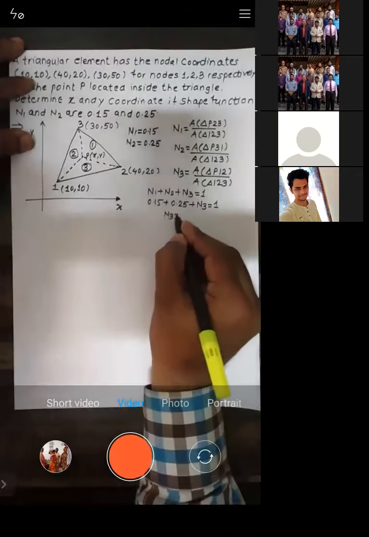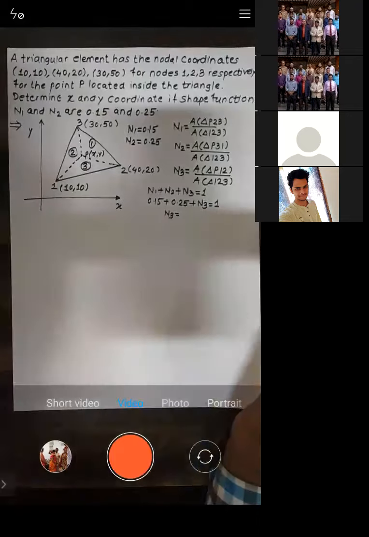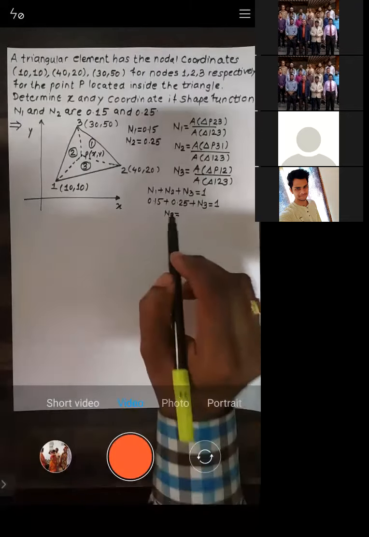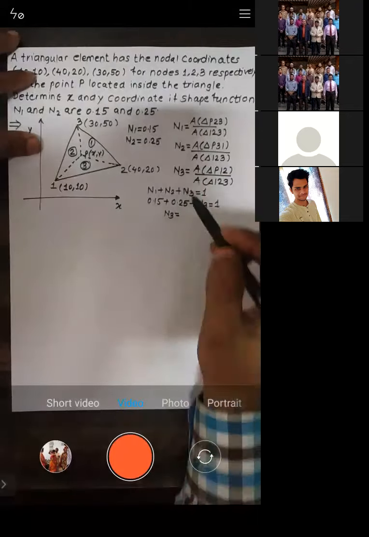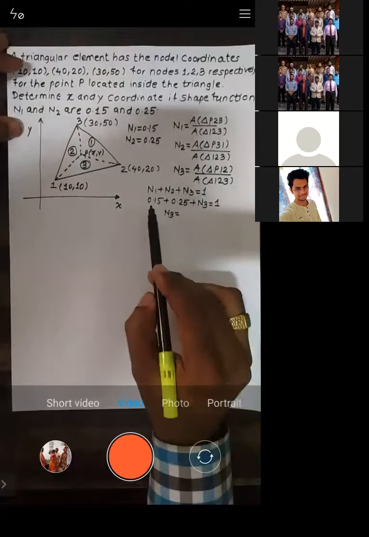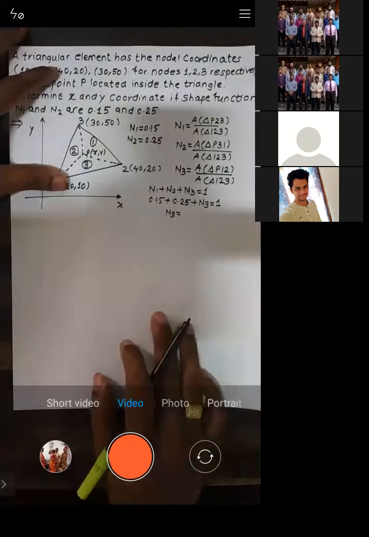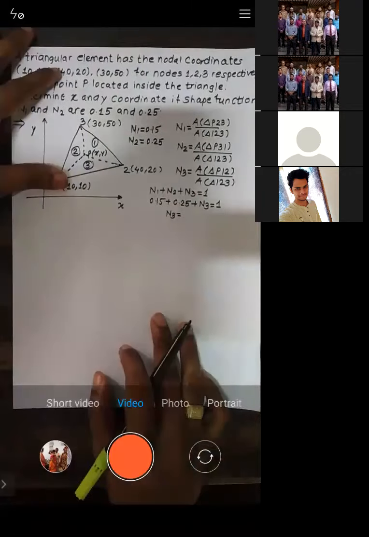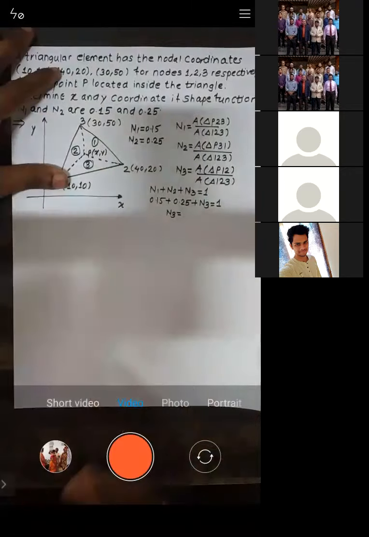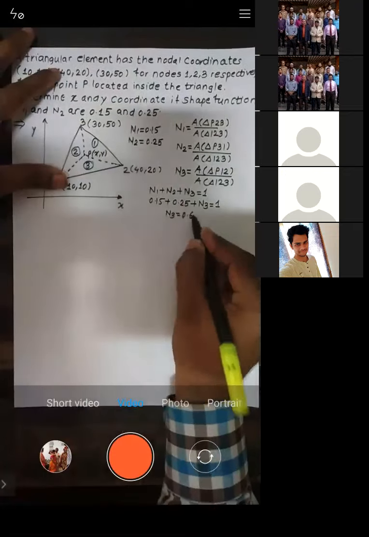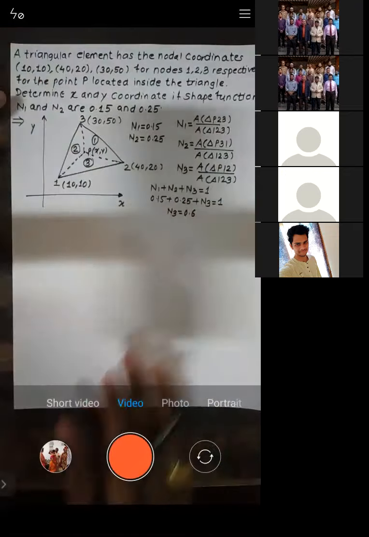Is it okay? Because if you add all these shape functions, it will be equal to 1. The value of N1 is given, N2 is given, so we can get the value of N3. So tell me how much you are getting. It is 0.6. You will get that value as 0.6, right?